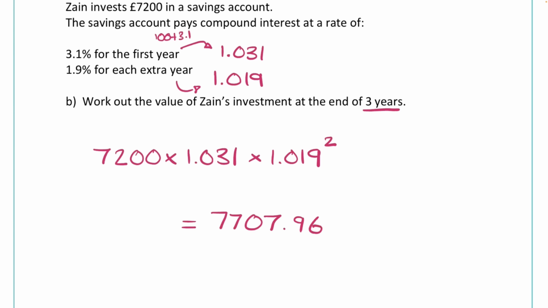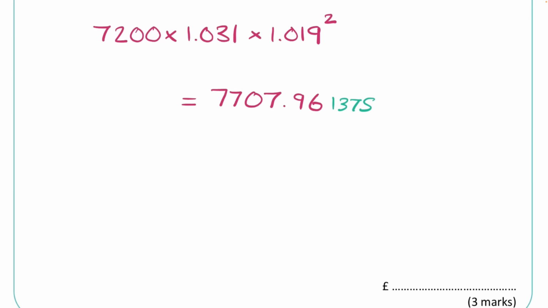£7,707.96. There are a few decimals after that, but we're going to round it to the nearest penny because the fraction of a penny here isn't in our monetary system. So £7,707.96 as our final answer for that compound interest.